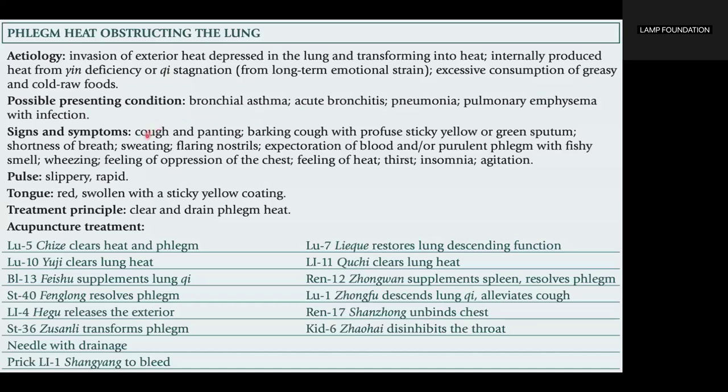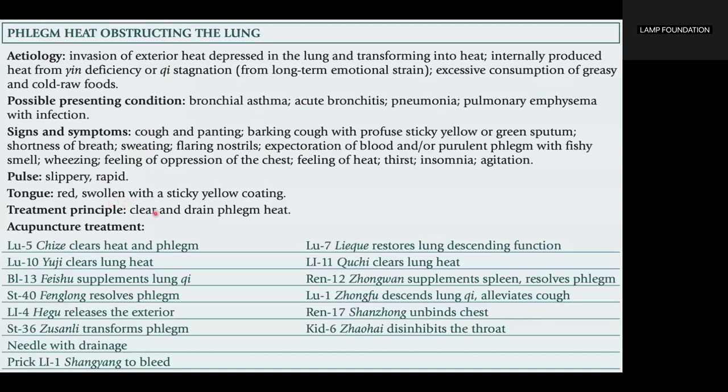Signs and symptoms are cough and panting, barking cough with profuse sticky yellow or green sputum, shortness of breath, sweating, flaring nostrils, expectoration of blood and/or purulent phlegm with fishy smell, wheezing, feeling of oppression of the chest, feeling of heat, thirst, insomnia, agitation. Pulse slippery, rapid. Tongue is red, swollen with a sticky yellow coating.